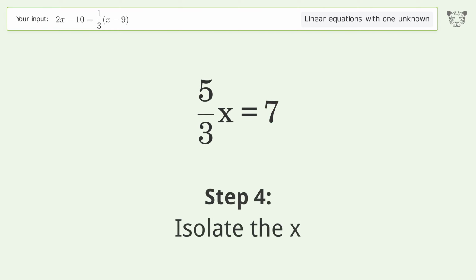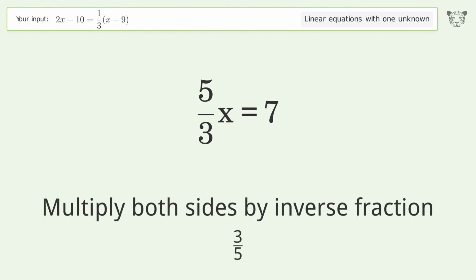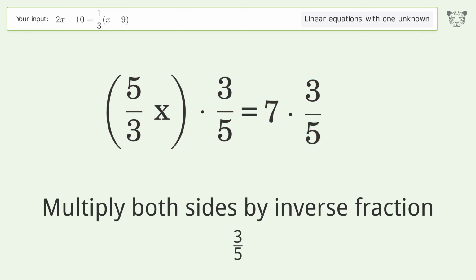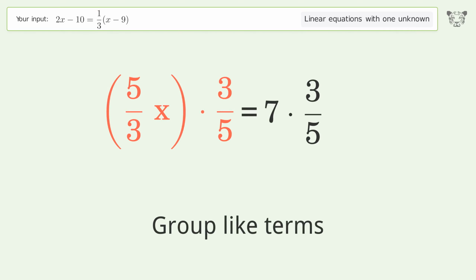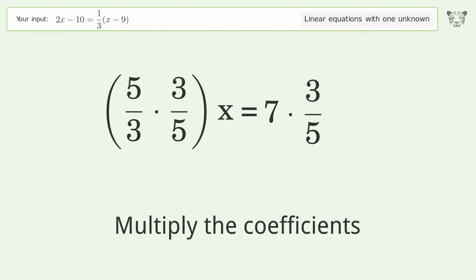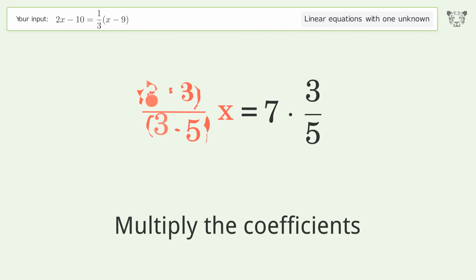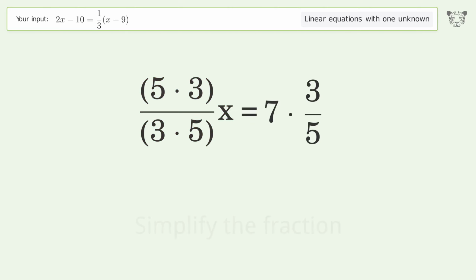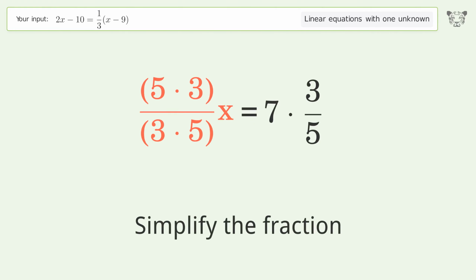Isolate the x. Multiply both sides by the inverse fraction 3/5. Group like terms. Multiply the coefficients. Simplify the fraction.